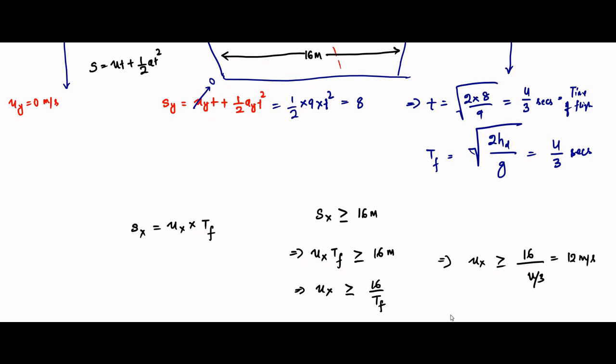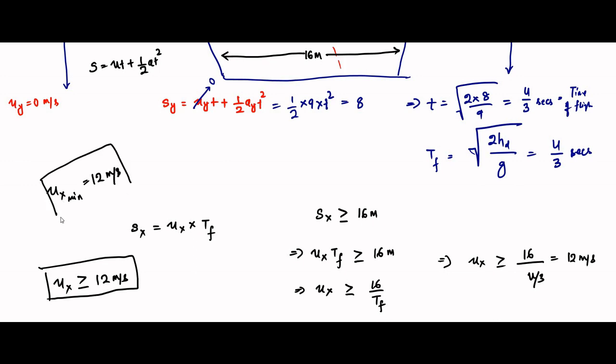So it means the horizontal velocity should be greater than or equal to 12 meter per second. It means the minimum horizontal velocity, so that the vehicle will safely land on the next hill, is equal to 12 meter per second. If it is less than this, the vehicle will fall off into the valley. If it is greater than this, then the vehicle will safely land on the hill.